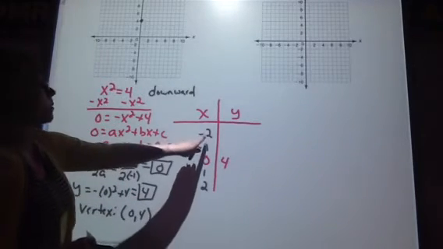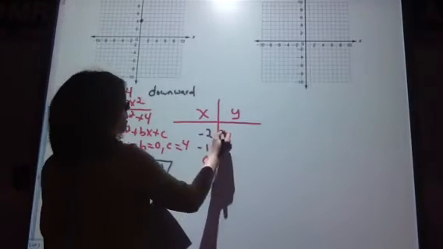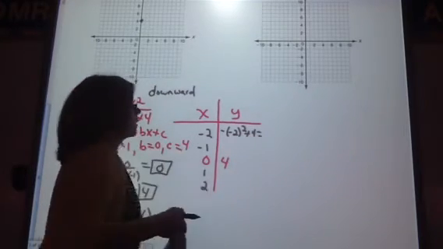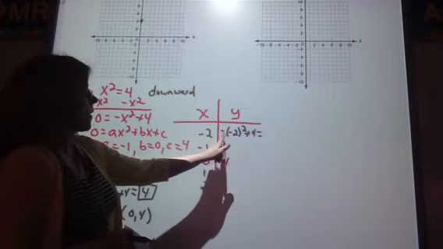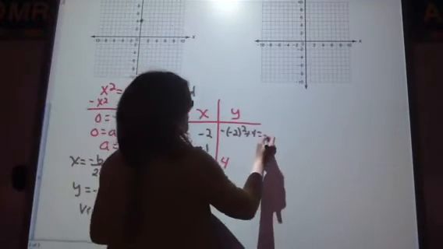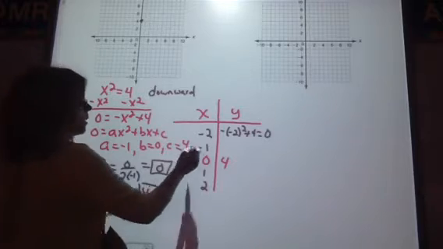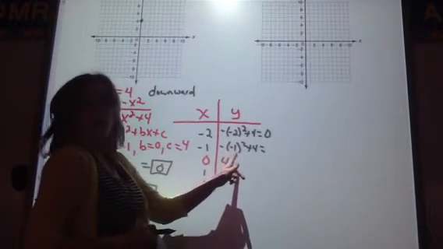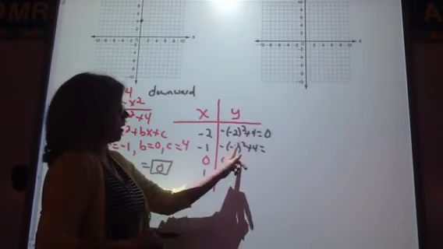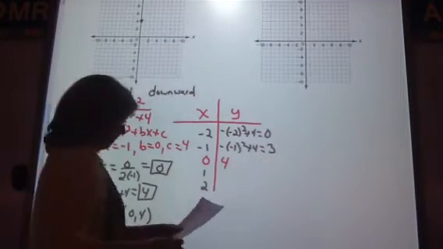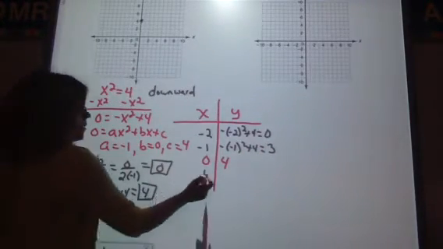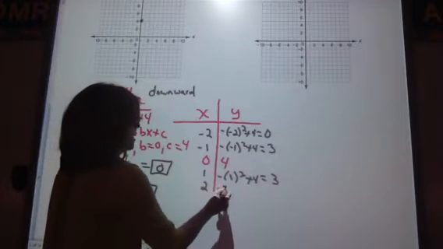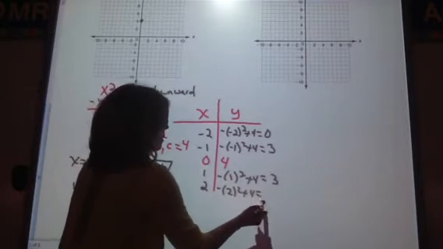So now we're going to substitute -2 in for x. So I have the opposite of -2 squared, plus 4. Well, -2 squared is +4. The opposite of that is -4. -4 plus 4 is 0. Now we're going to do the same for -1. -1 squared is +1. Opposite of 1 is -1. Plus 4 is 3. And then we're going to substitute in 1. It's going to give me 3. And substitute in 2, which is going to give me 0.